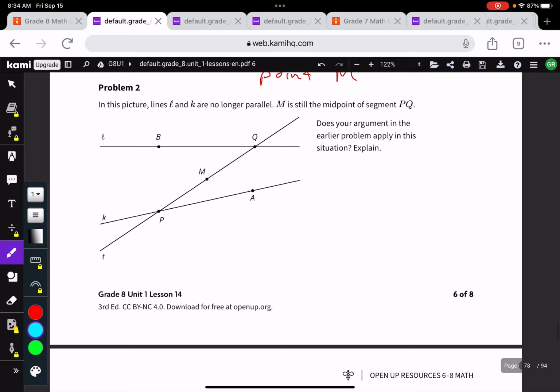So let's look at problem 2. In this picture, lines L and K are no longer parallel. M is the midpoint. Does your argument in the earlier problem apply to this situation? What's it asking? It's saying, if they're not parallel, is this angle going to be equal to that angle? Are they going to be equal to one another? You can say yes or no and put your answer there.